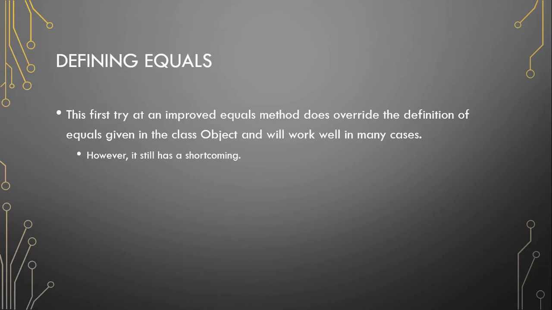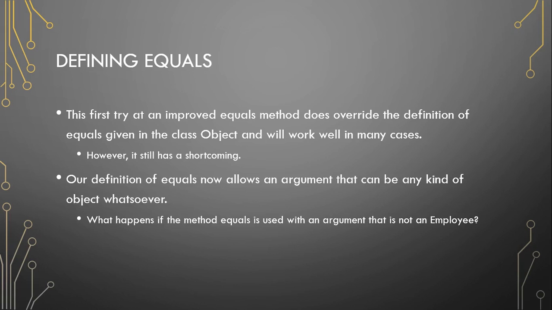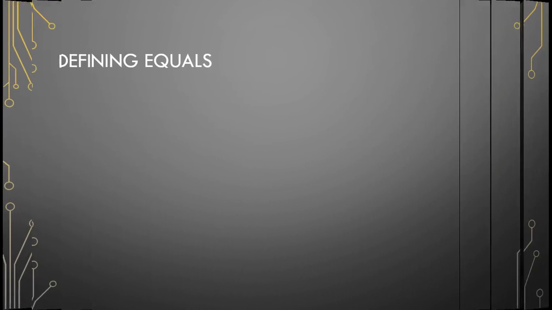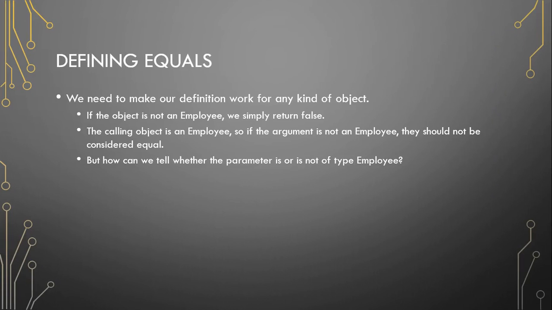So this first try at an improved equals method doesn't actually override the definition of equals in the class Object, and will work well in many cases. However, it still has a shortcoming. Our definition of equals now allows an argument that can be any kind of object whatsoever. What happens if the method equals is used with an argument that is not an Employee? A runtime error will occur when the typecast to Employee is executed. So we need to make our definition work with any type of object. If the object is not an Employee, we simply return false. The calling object is an Employee, so if the argument is not an Employee, they should not be considered equal.